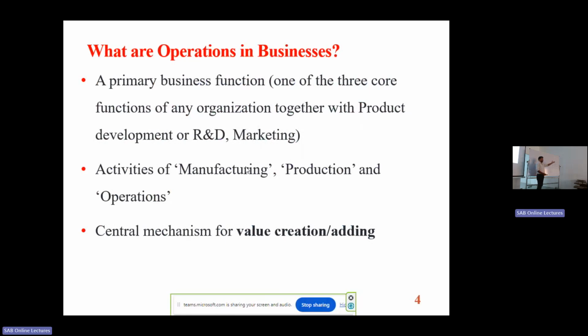The value of the final product is much greater than the cost of the components we use for that. So from where has that additional value come? Through operations. When components are converted into outputs, that value has been added. Value comes through operations. So that is called value addition.